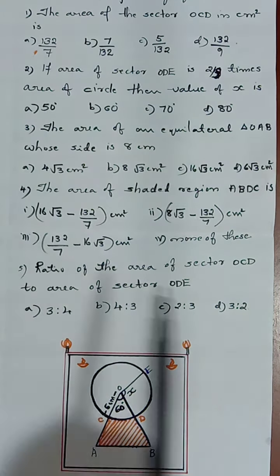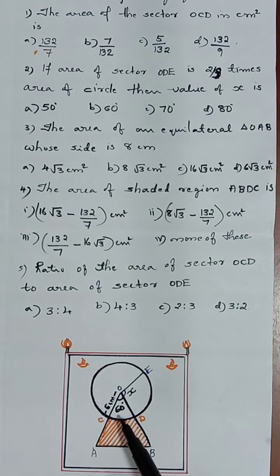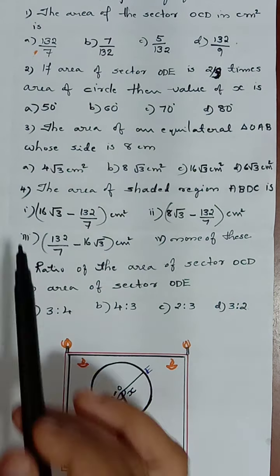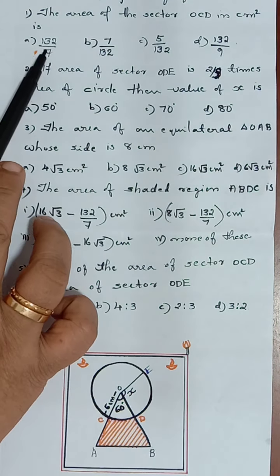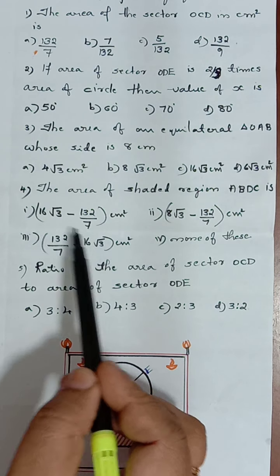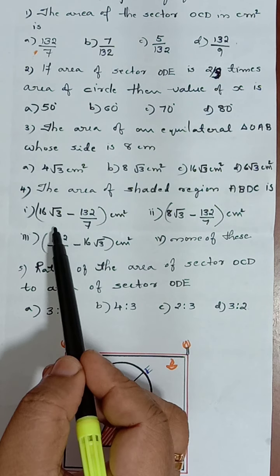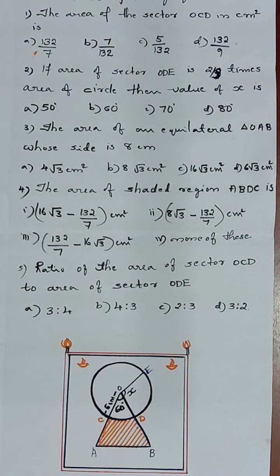So what will be our answer? From the area of the equilateral triangle, from 16 root 3, we have to subtract the area of the sector. Area of the sector is 132 by 7. So option 1 is correct. So let us write it once, that is better. Let me write.